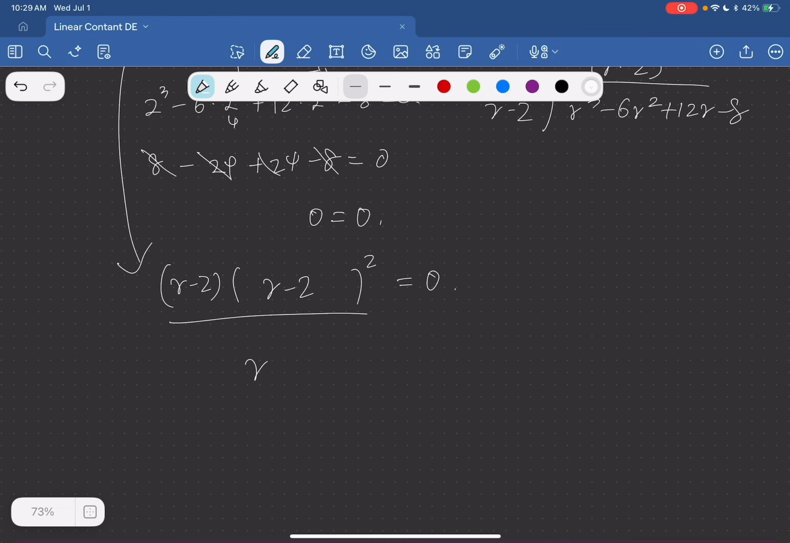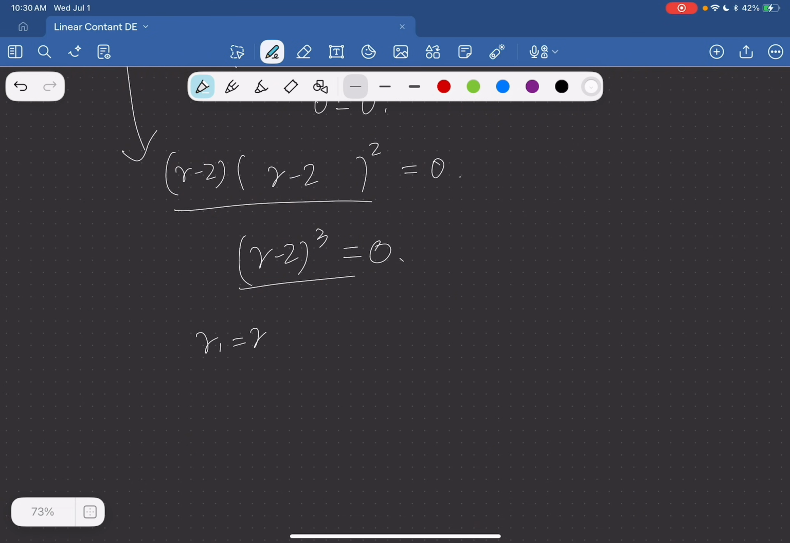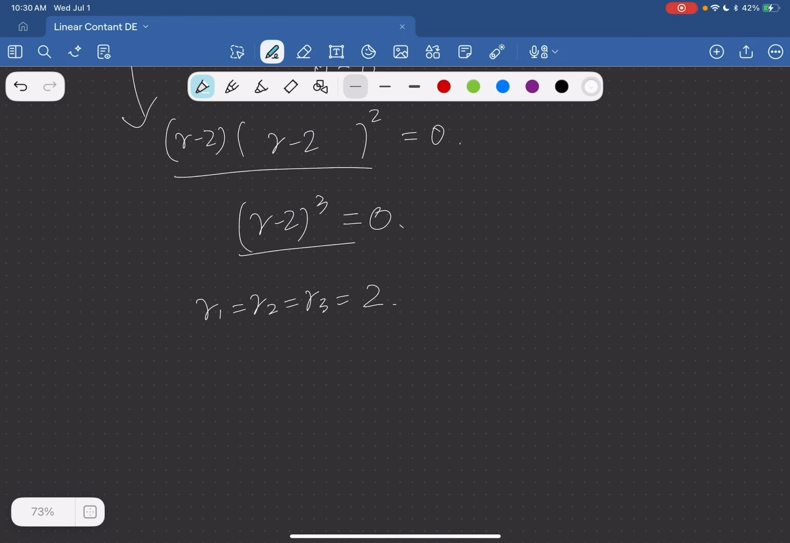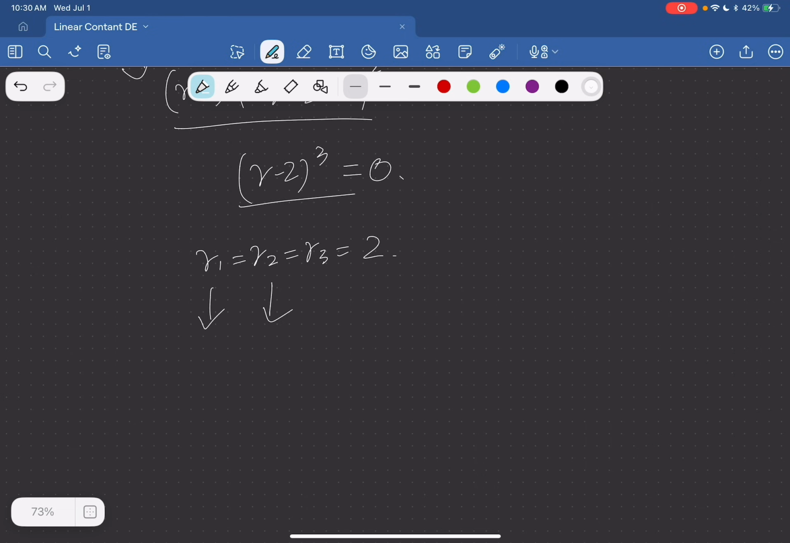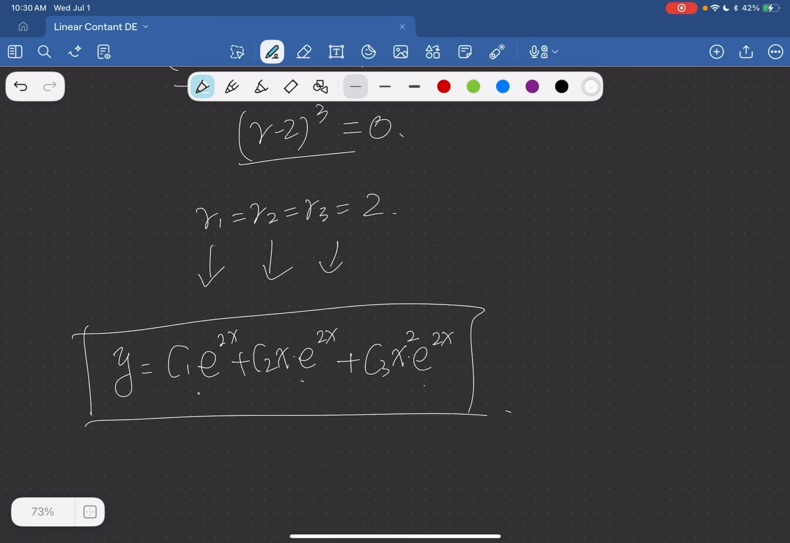So these terms are the same, so we can combine them together into one term. So this tells us we actually have three roots, but they're all the same. They're all equal to 2. So our first step is to write out the exponential form. And in order to make them different, we multiply a variable. And then we add a constant. And then we add them together. And this is the solution to this.